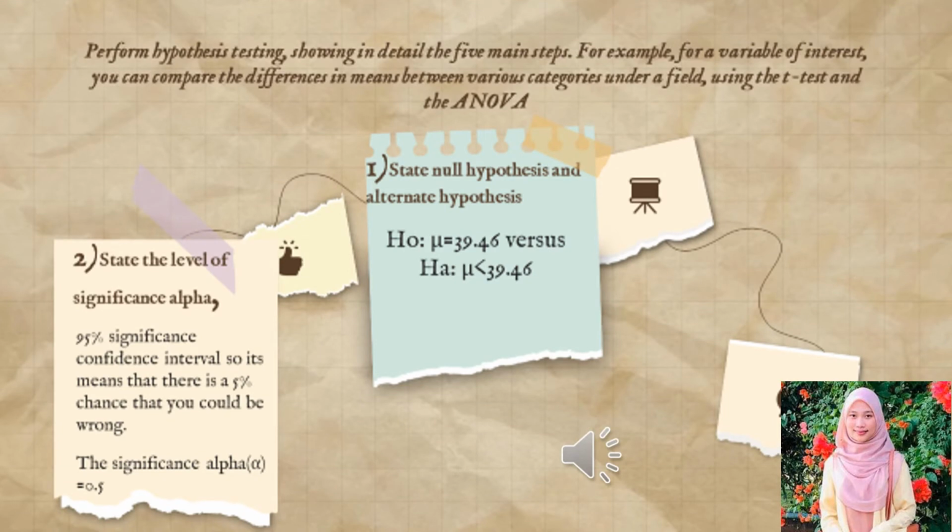5.2 Hypothesis Testing, showing in detail the 5 main steps. First, state the null hypothesis and alternate hypothesis. H0 equals 39.46, HA less than 39.46. Second, state the level of significance alpha. 95% confidence level means that there is a 5% chance that you could be wrong. The significance level alpha is 0.05.